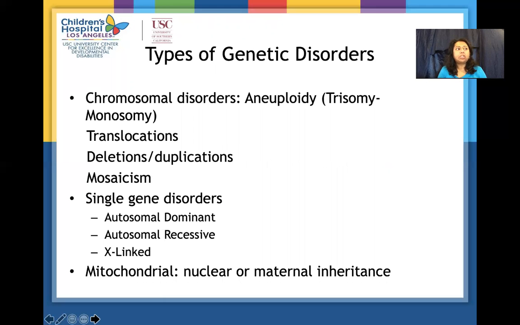So translocations may include switches of pieces of one chromosome with the other. Deletions are when parts of the DNA are removed, duplications when they are duplicated. Mosaicism indicates when cells in an organism have different genetic makeup. So one cell might have a genetic difference and other cells don't necessarily. And this will impact whether or not the severity of a particular disease is being expressed throughout the organism in the same way or not.